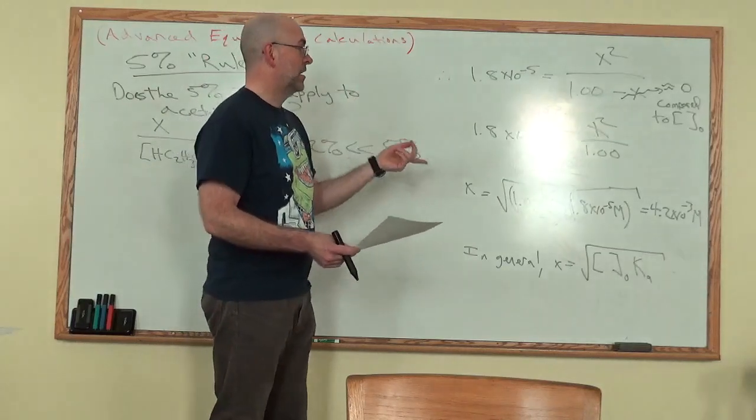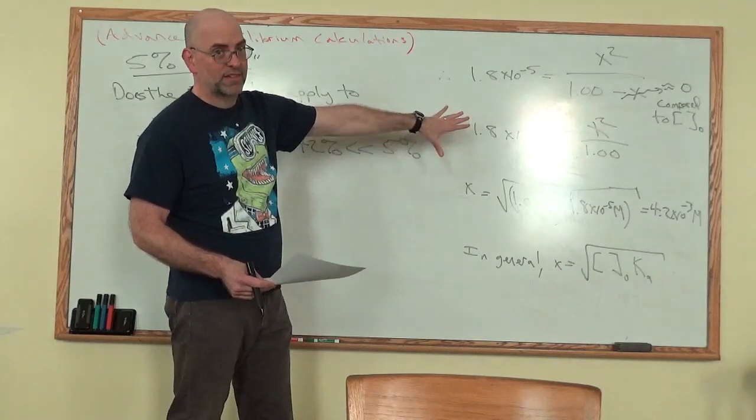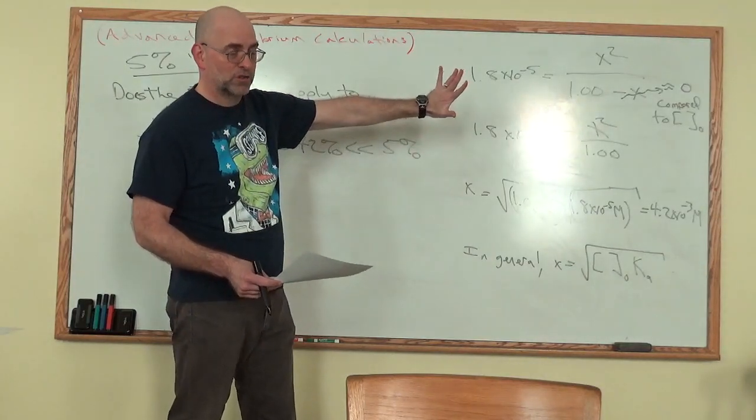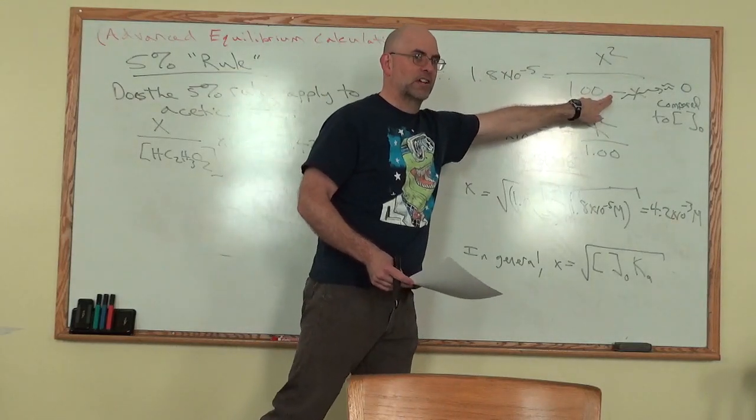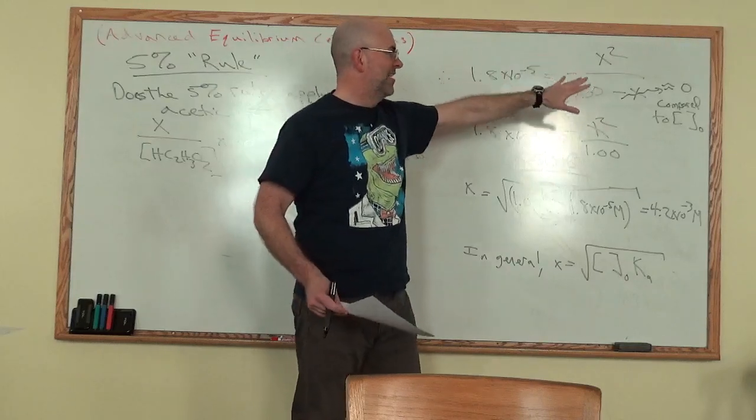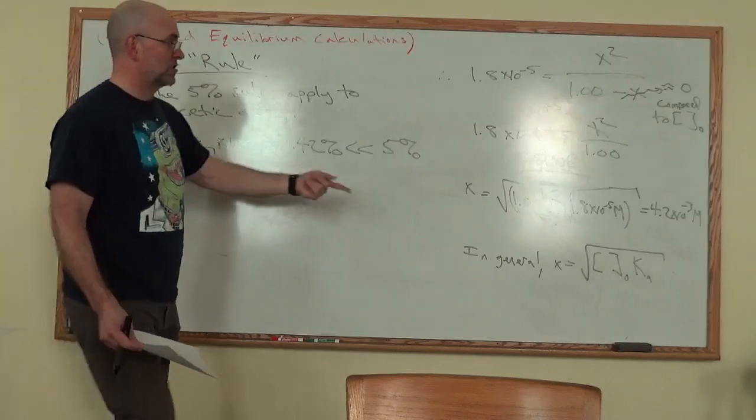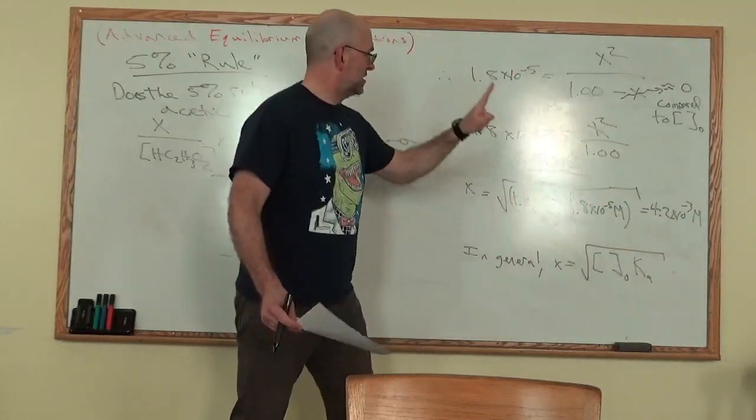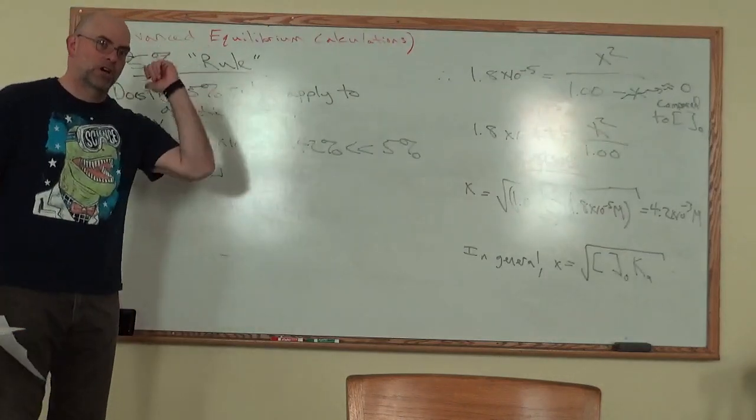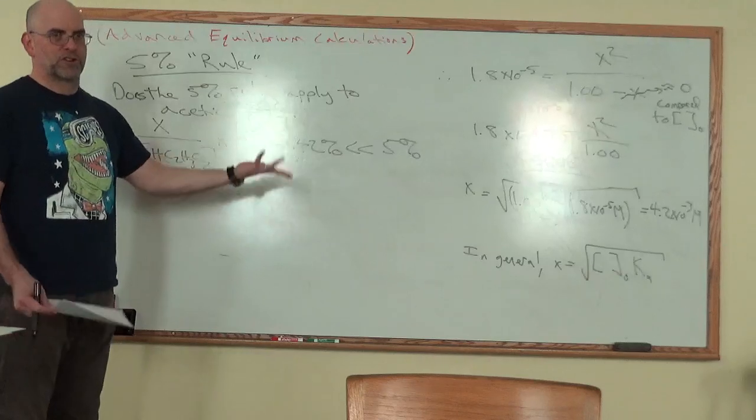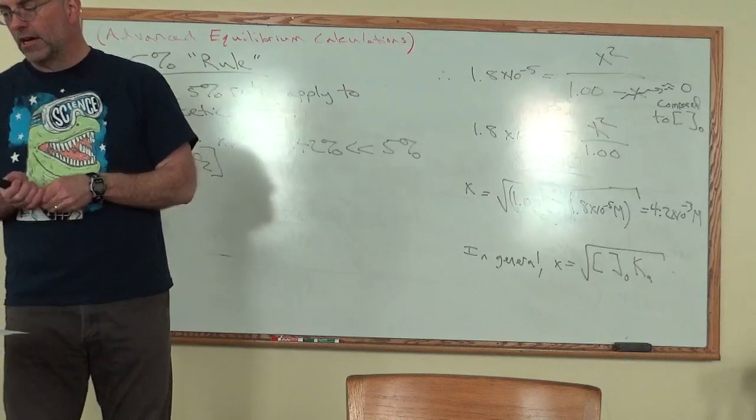But in this case we can. Typically what you'll do is the calculation with the assumption. So just to be clear on how you approach these problems: you do the calculation assuming the 5% rule, which means you ignore x in the denominator. You solve for x, then you ask, does it meet the 5% rule? So you take x divided by your initial concentration times 100, and if it's less than 5%, you're good to go. And you solve the problem for your equilibrium concentrations. That is the 5% rule, and that's where we are going to end the video.